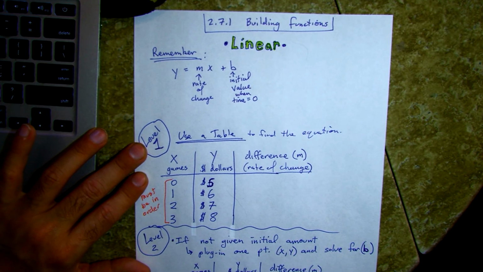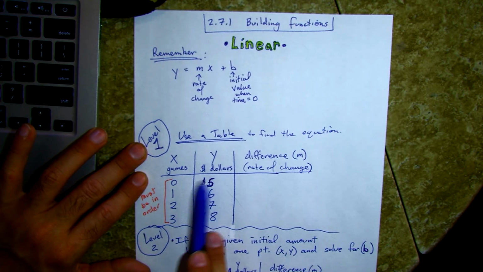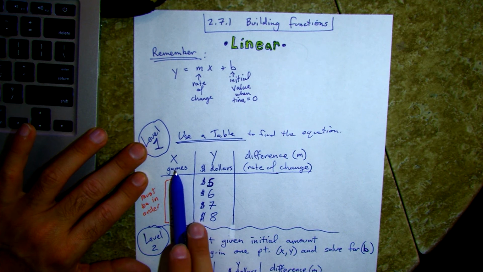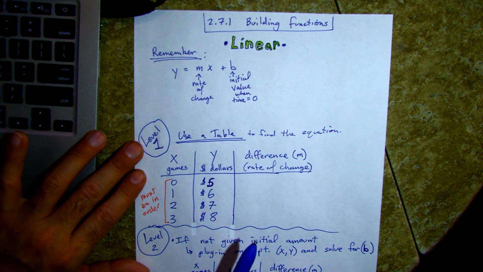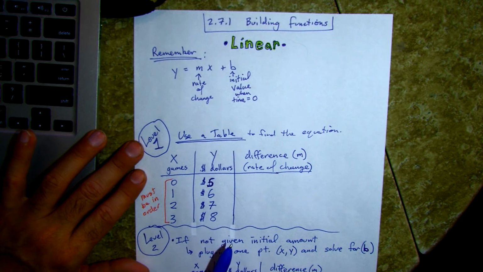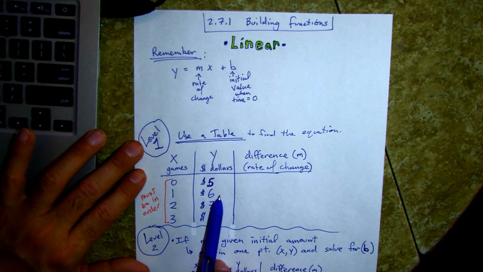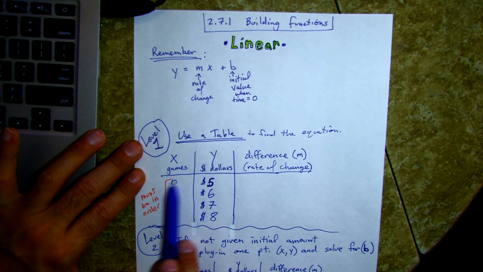Now, we have a table here, x and y, games played versus how much money you earn, right? Maybe you're a walk-on for a professional team, under 20 professional team, you get paid to play a game, soccer or volleyball.